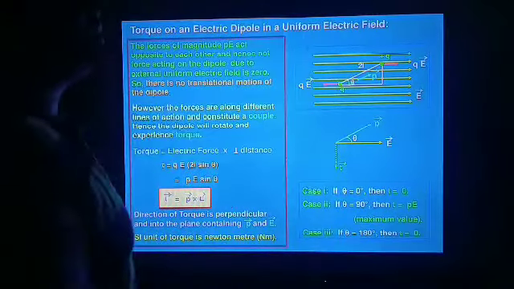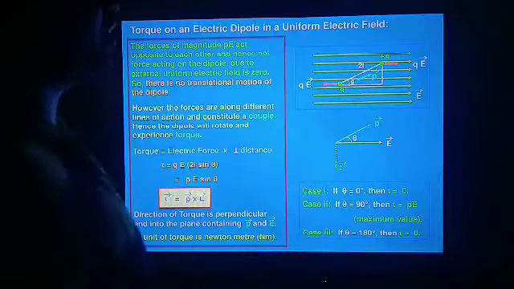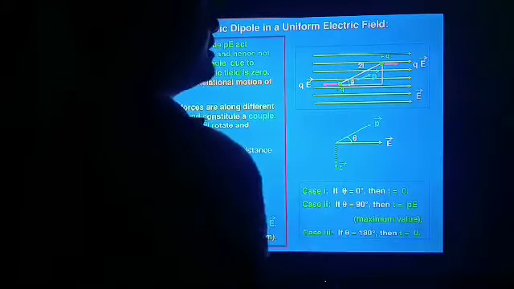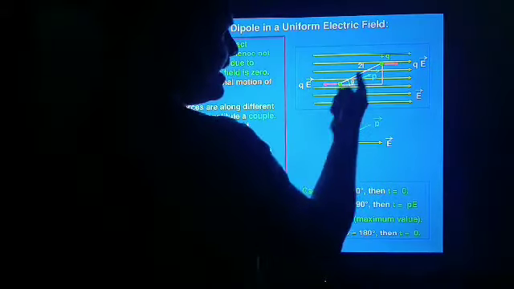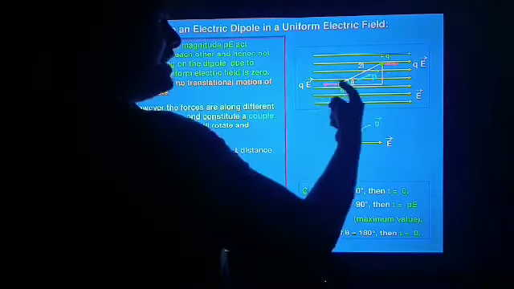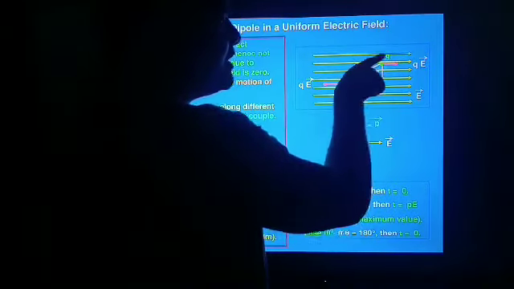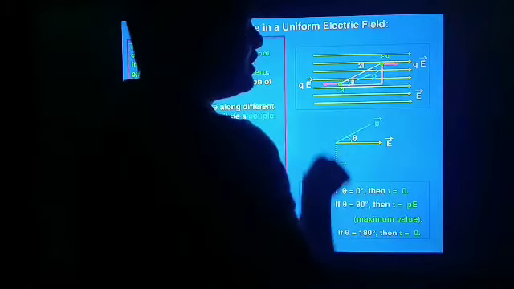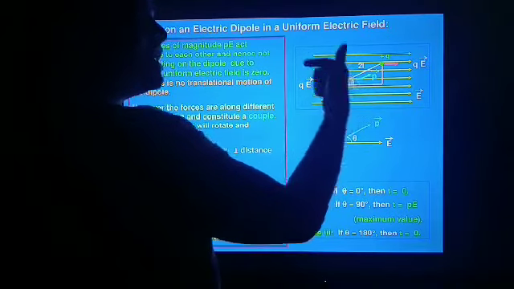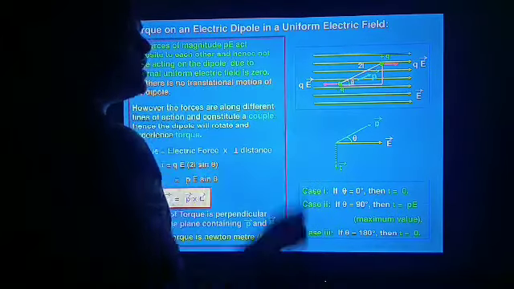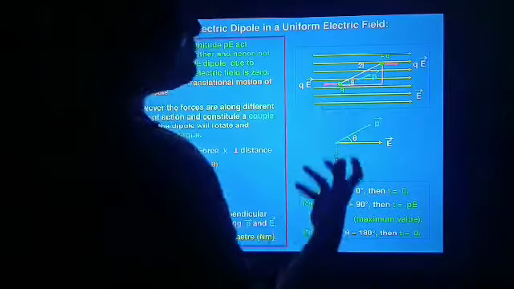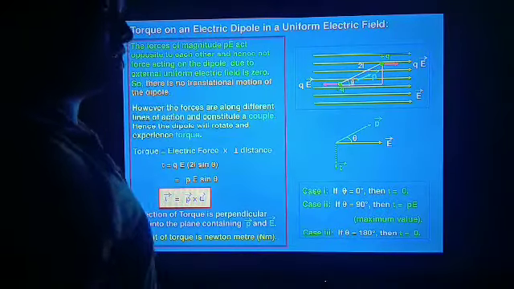Torque on an electric dipole in a uniform electric field. First of all, we have to understand this diagram. These lines are the field lines, electric field lines. This is a dipole, making an angle theta with the electric field. This is positive charge, this is negative charge. The positive charge will experience a force in the direction of electric field, F is equal to QE, and the negative charge will experience an equal force but in the opposite direction of the electric field, that is QE. So these two charges will experience two equal and opposite forces.